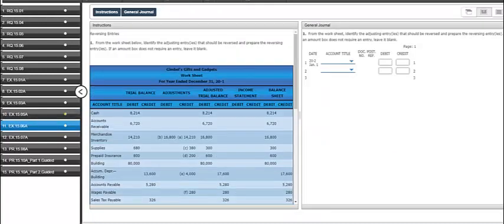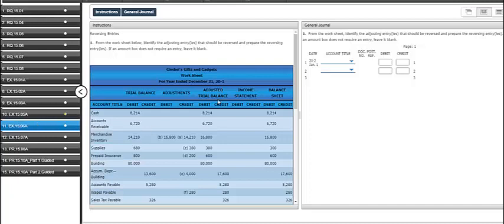The next assignment that we'll look at is exercise 15-6 or assignment number 11, and it just deals with reversing entries. It'll be a very quick one. So remember the rule for reversing entries. We're looking for adjusting entries that take an asset or a liability account from a zero balance to a balance.